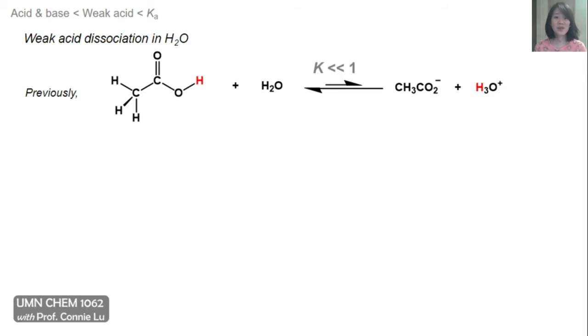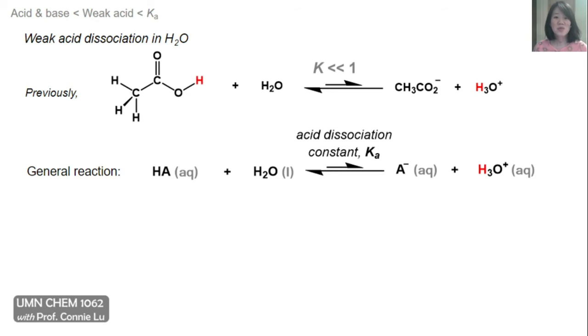In this video, we're going to talk about weak acids and their Ka values. Previously, I showed this reaction where a weak acid dissociates in water to form its conjugate base and the hydronium ion. And this equilibrium constant is very small, meaning that it favors the reactant side.